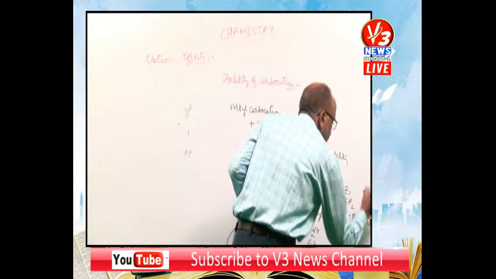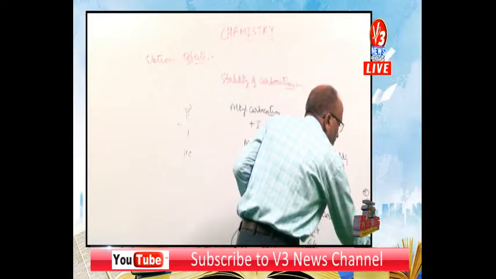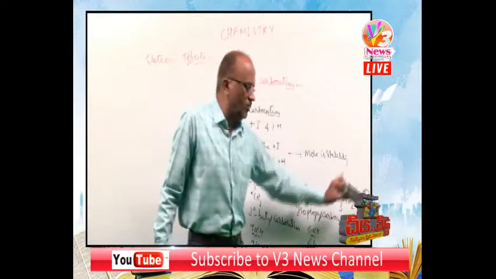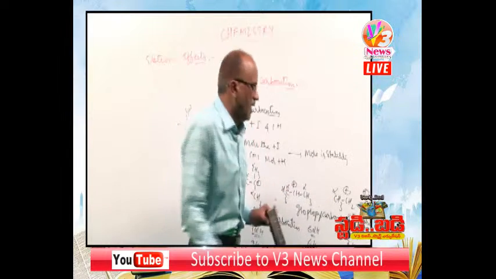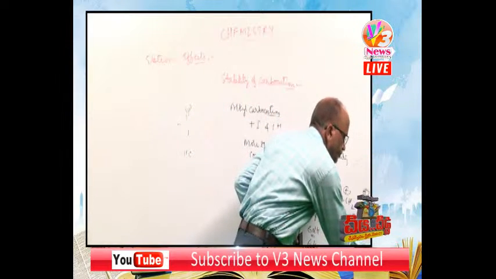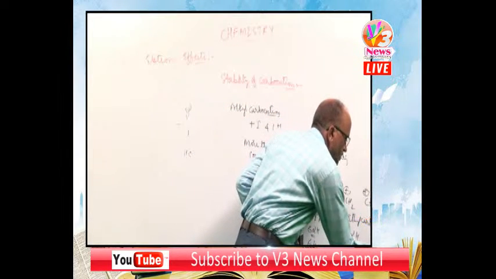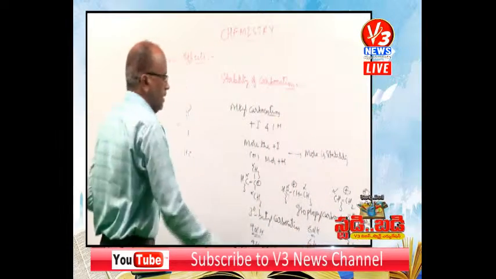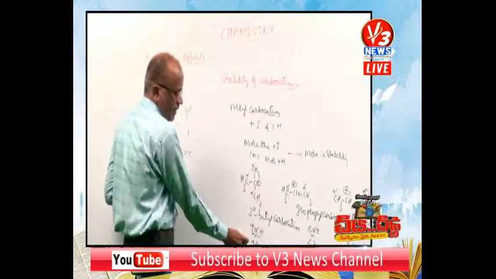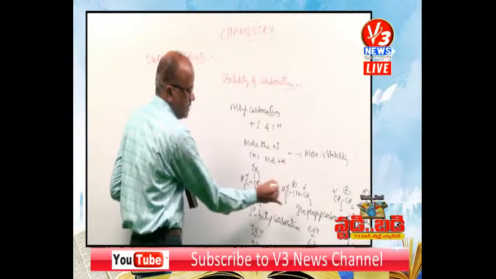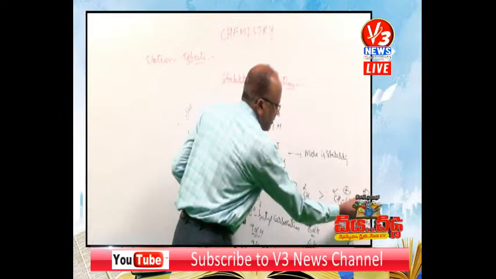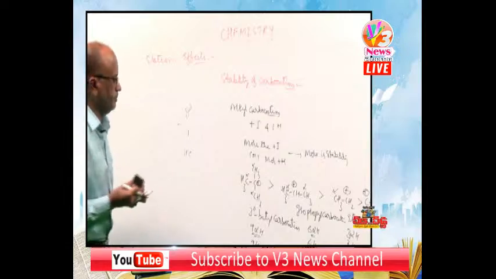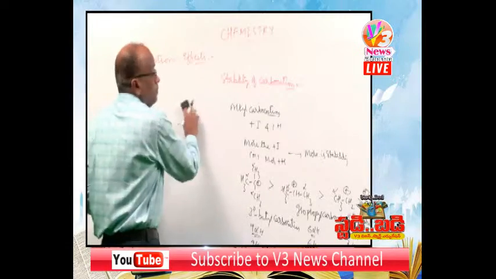Then the methyl carbocation. There is no alpha hydrogen for this, so there is no hyperconjugation. Now, the more the number of hyperconjugative structures, the more is the stability. So what is the stability order? This is the stability order.